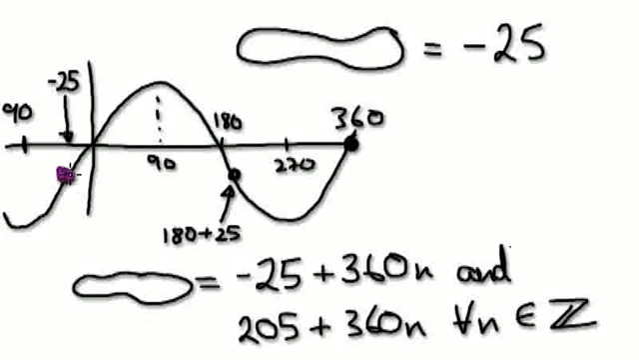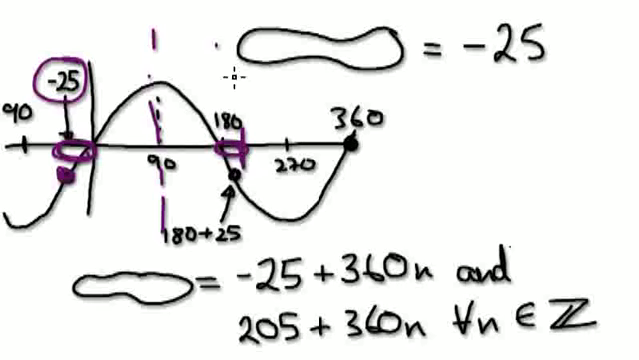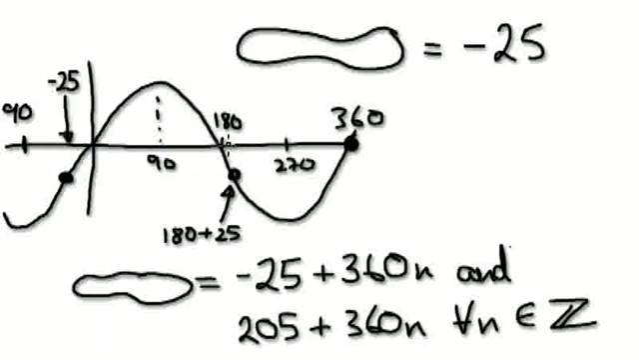So use symmetry. So remember, this here is negative 25. Use symmetry to locate this point here. Well, I know that this distance here is 25. That means this distance here is 25. You see, this distance here is 25. This distance here is 25. So I know that halfway is 180. If I add this distance here, that will give me this point here.